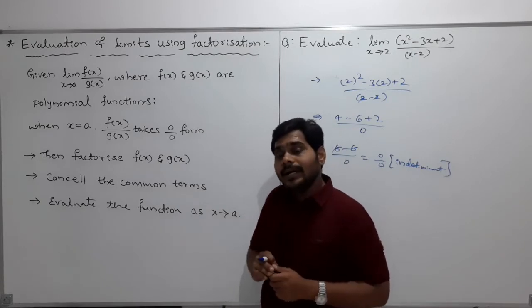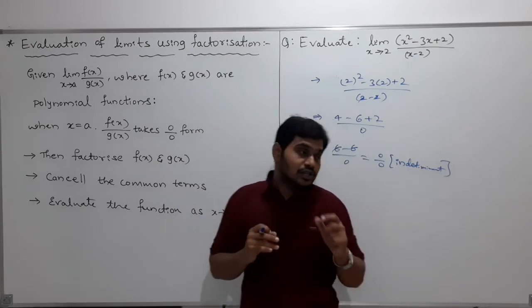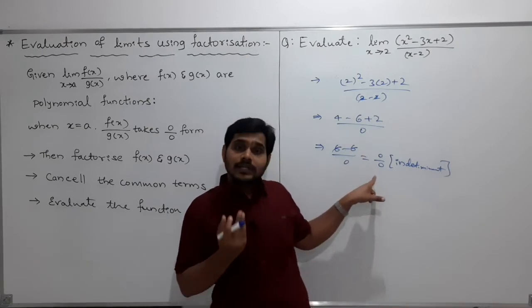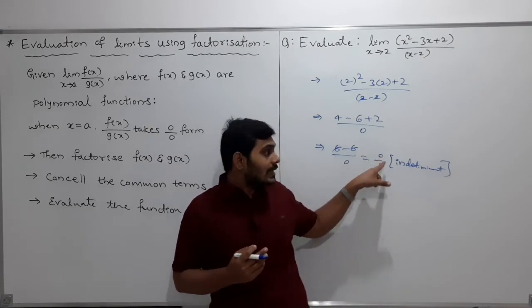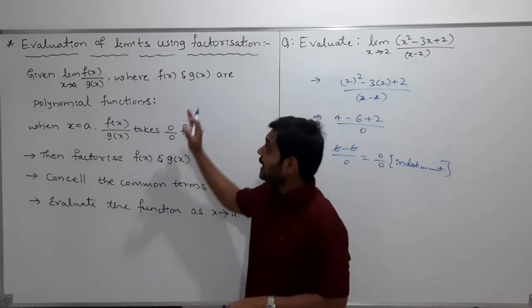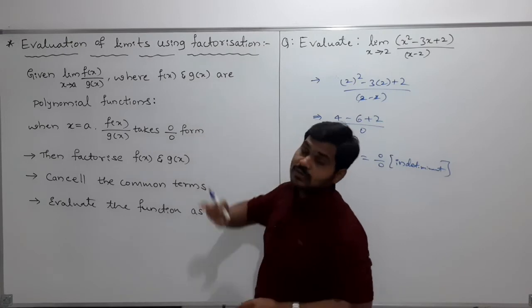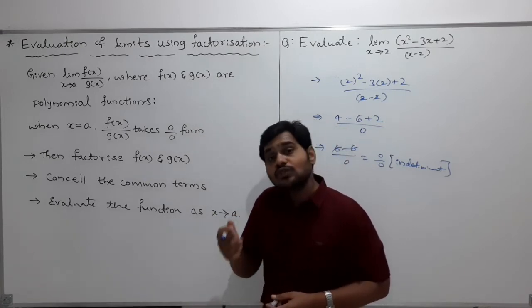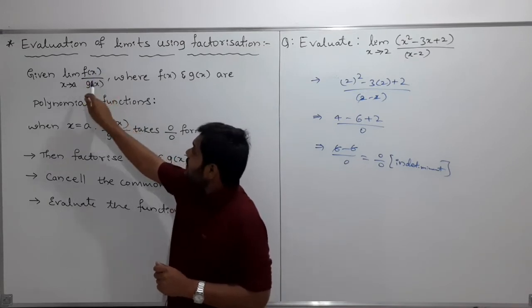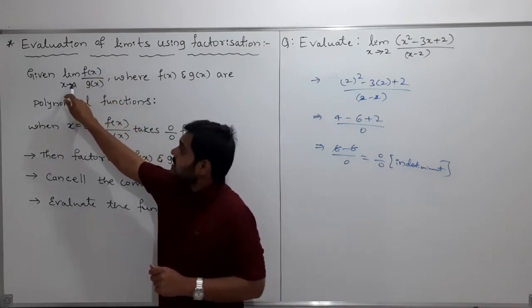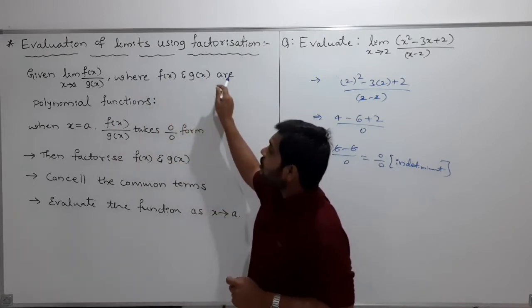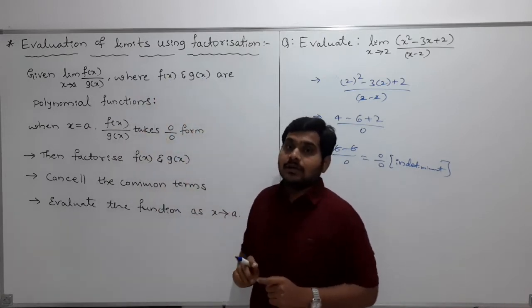After substituting the x tends to point value, if we are getting the indeterminate form, in such cases we are going to apply this evaluation of limits using factorization. So when should we apply this one? Let's see. Given limit of f of x divided by g of x as x tends to a, where f of x and g of x are polynomial functions.